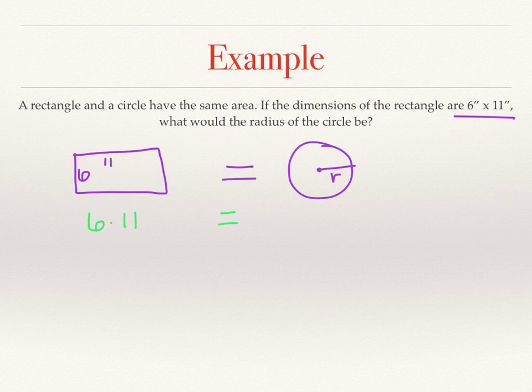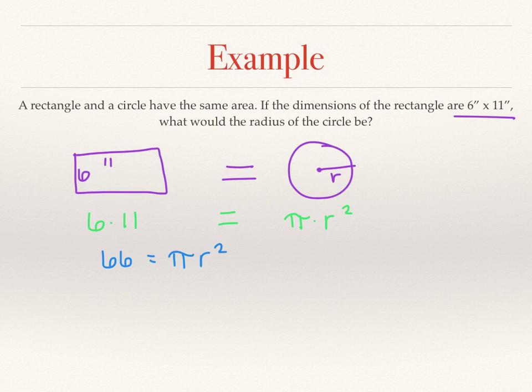My circle, do you remember area of a circle? My circle is going to be pi times radius squared. Okay? So I know that whatever 6 times 11 is, when I do pi r squared, it has to equal that. So 6 times 11 is 66, and I know it's going to equal pi r squared. And now it's just a matter of solving for pi. I'm sorry, not solving for pi, solving for r.